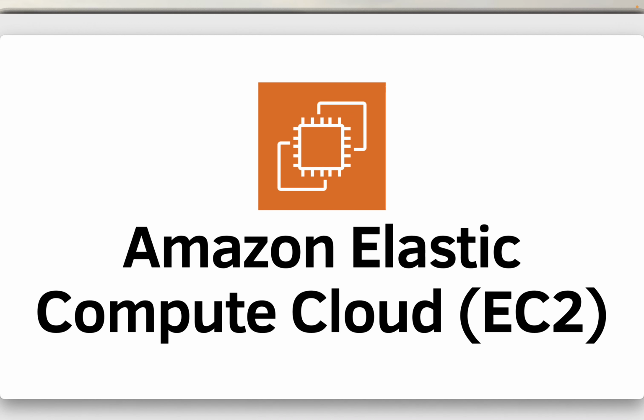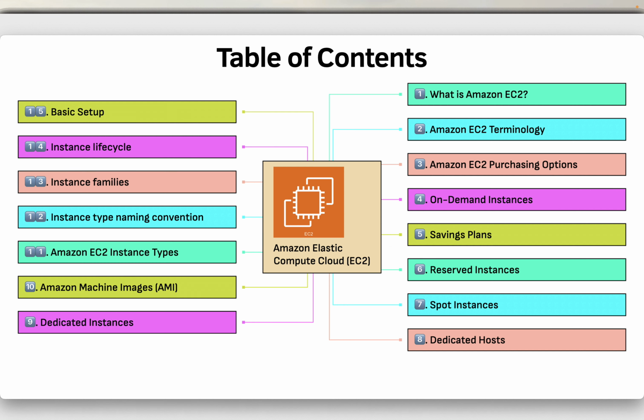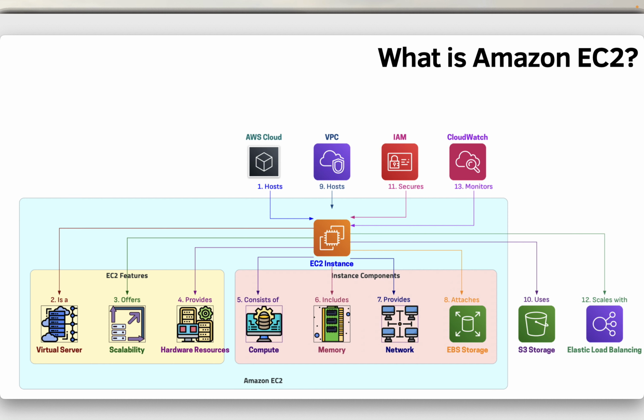Hello everyone and welcome to the lecture on Amazon Elastic Compute Cloud, Amazon EC2. So this lecture will contain all these topics. What is Amazon EC2? Amazon EC2 terminology, Amazon EC2 purchasing options, on-demand instances, savings plans, reserved instances, spot instances, dedicated host, dedicated instances, Amazon machine images, AMIs, Amazon EC2 instance types, instance type naming convention, instance families, instance lifecycle, and basic setup.